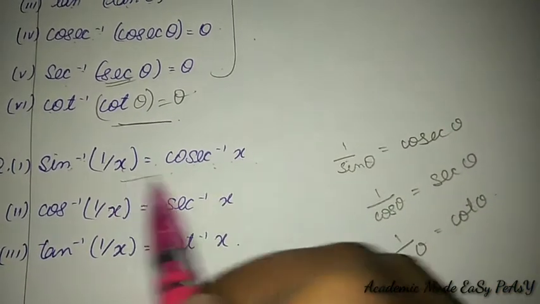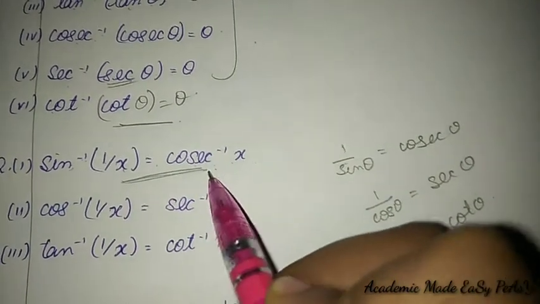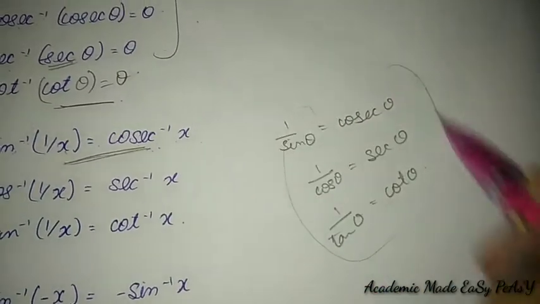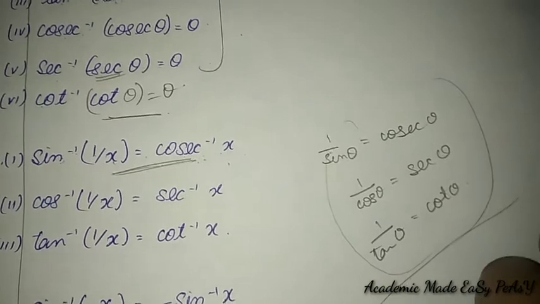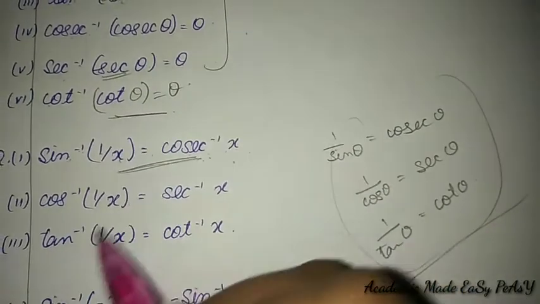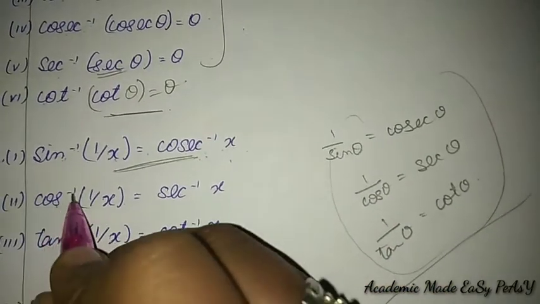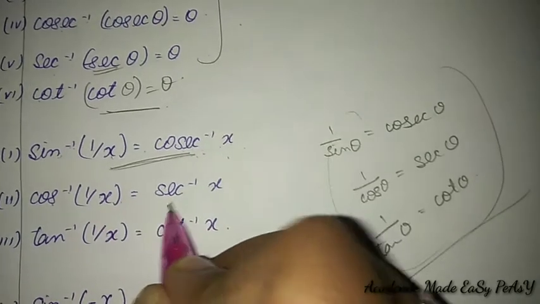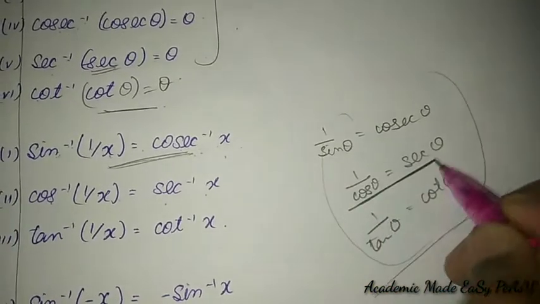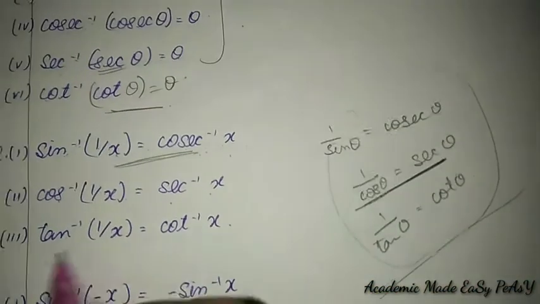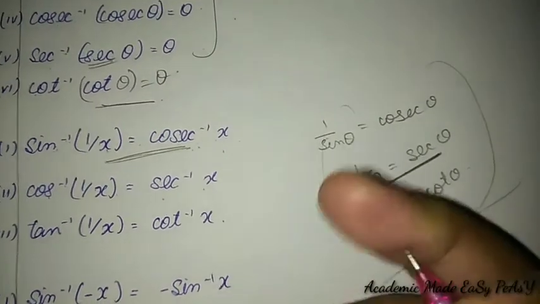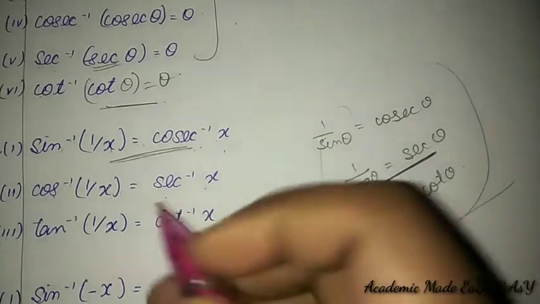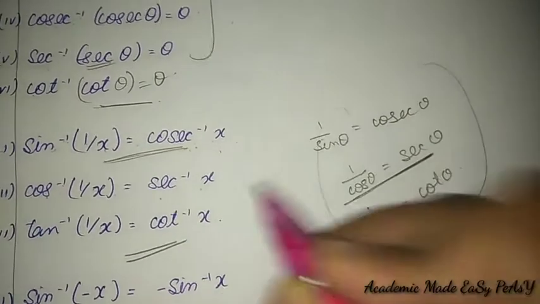Since it is inverse, we are writing it like this. If it is not inverse, we will write it in the other way. In this chapter, we will be learning all the inverse only. So cos inverse of 1 by x is secant inverse x. Same thing is written, no? Next one, tan inverse of 1 by x is equal to cot inverse x. Till here the second part is over.